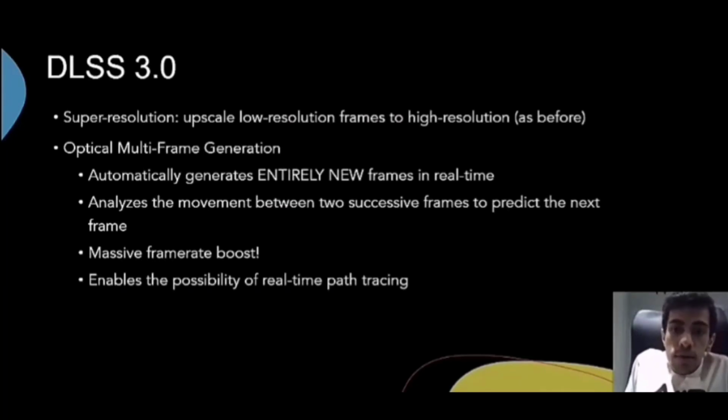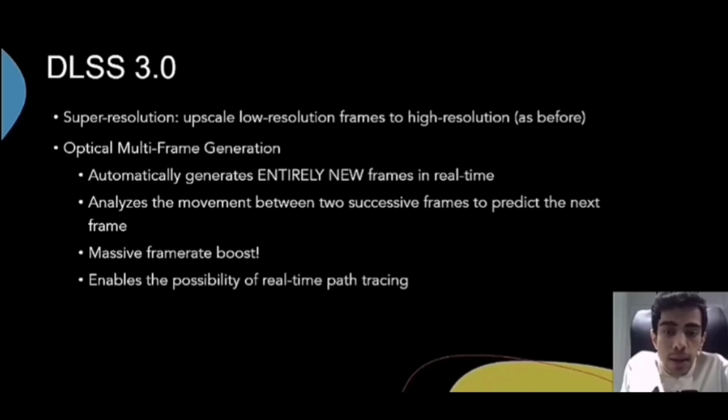So what DLSS 3 will do is that in addition to allowing us to render at lower resolutions and upscale in real time, it also adds a new thing called optical multi-frame generation. So this software can actually generate entire frames of a video game in real time. The way that it works is that it looks at two successive frames in the game and studies the movement between them and uses that to predict or generate the next frame in the sequence. So yeah, we literally have AI that can generate frames of a game in real time.